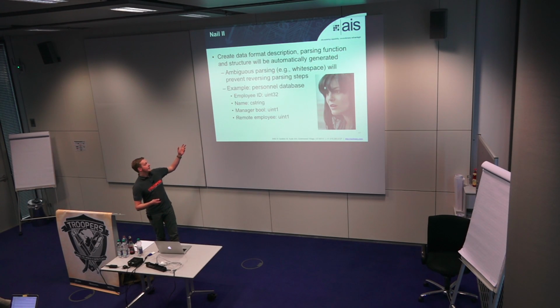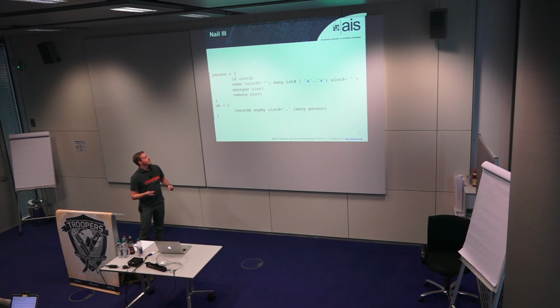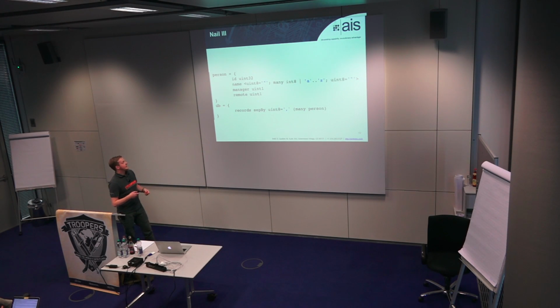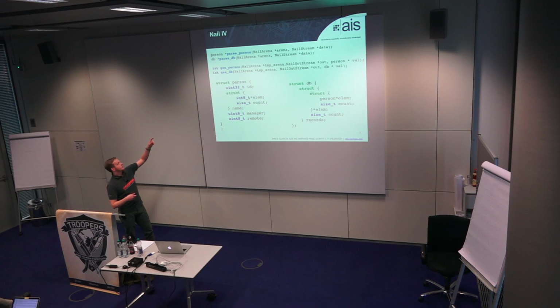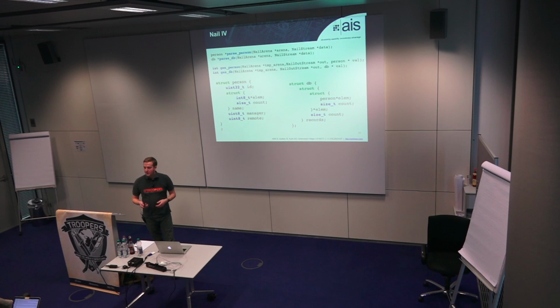Pretty easily, I'll tell you about it. We're going to create an employee personnel database. We have the employee ID, the name, a Boolean for whether or not they're a manager, and whether they're a remote employee. Here's that right there, where I typed in person, ID, name, manager, remote, and then a database, which is basically comma-separated values. I ran the Nail tool against this file, and I got parse person, parse database, gen person, gen database, and all the structures were automatically generated. So this is a really quick way to do some of that work without having to go to Stack Overflow or learn how to build a compiler.